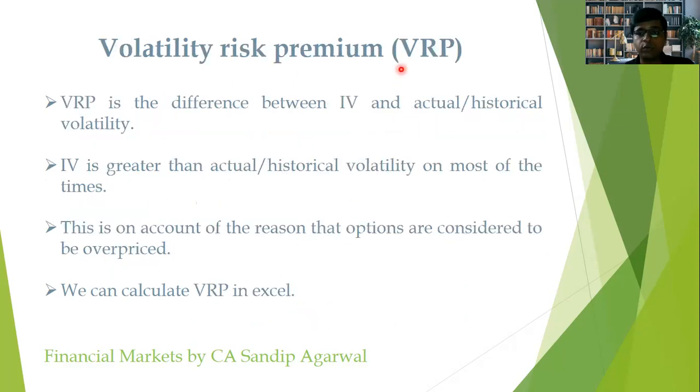So once you compute the actual or historical volatility, we can compare the same to the IV, which is the implied volatility, and the difference between these two is known as the volatility risk premium. In short, it is called VRP. So generally, once we compute the actual and historical volatility on the basis of the historical data, we will come to know that IV generally is always greater than the actual and historical volatility.